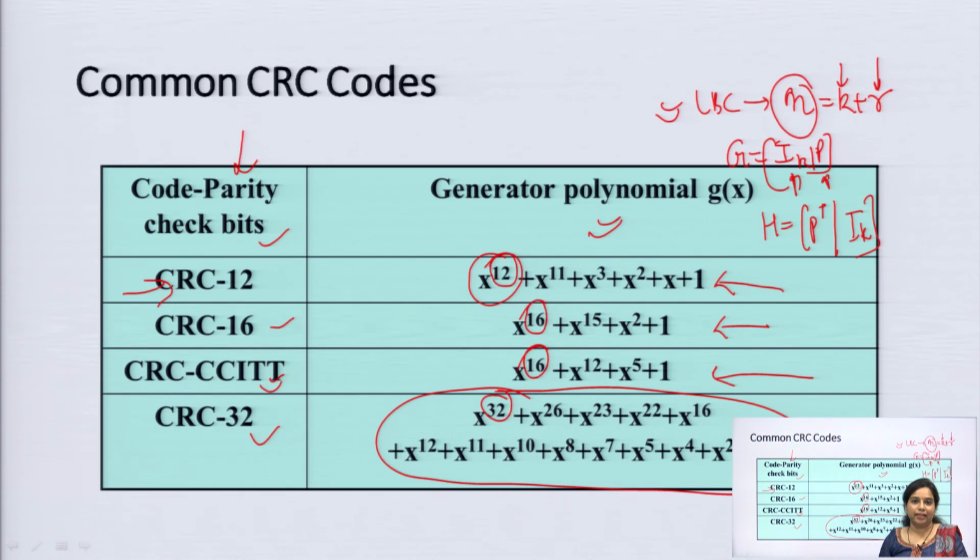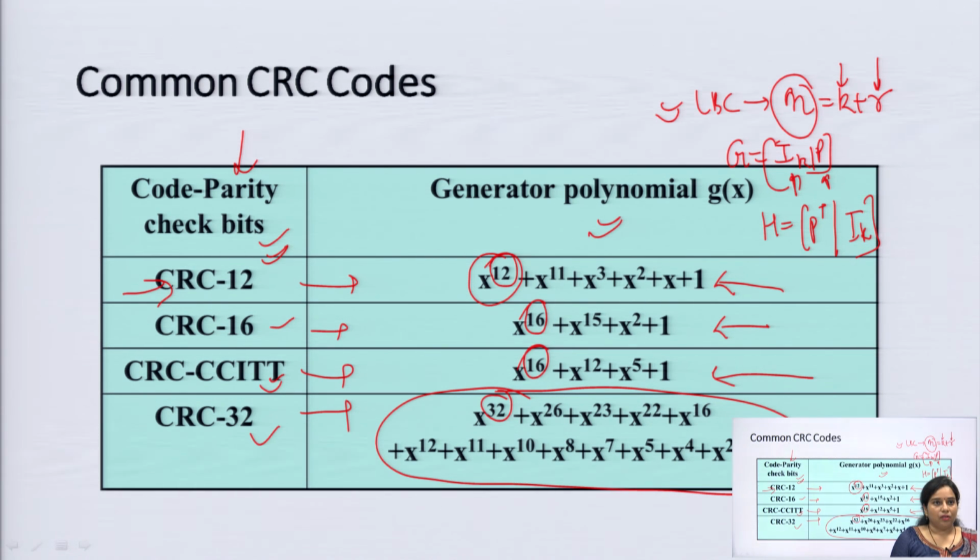Then we have seen the cyclic redundancy check, that is CRC. Different types of codes are available for error detection purposes. So, code parity check bits are there, and there are different options available in this table. Whatever CRC you are taking, like CRC 12, CRC 16, CRC CCITT or CRC 32, the corresponding generator polynomial you have to consider at the transmitter side, and the same is to be used at the receiver side, so that the proper type of error detection or correction will take place. So, this is about the CRC coding.